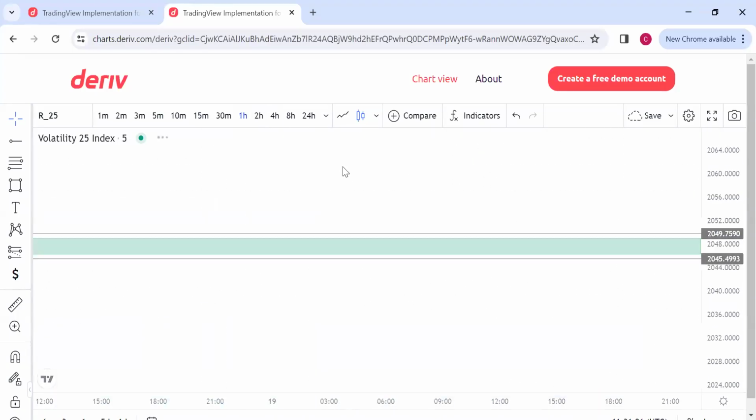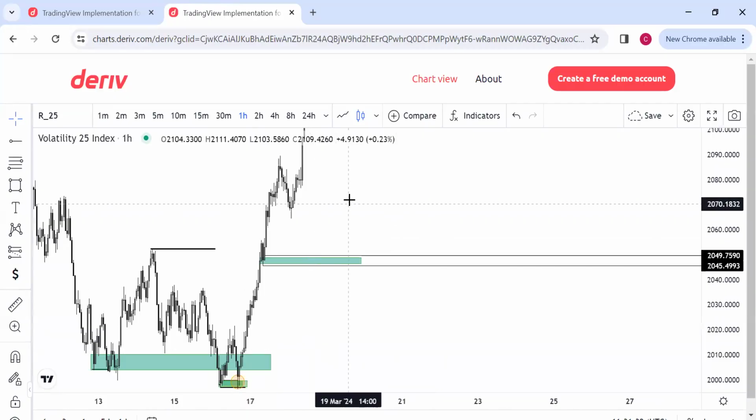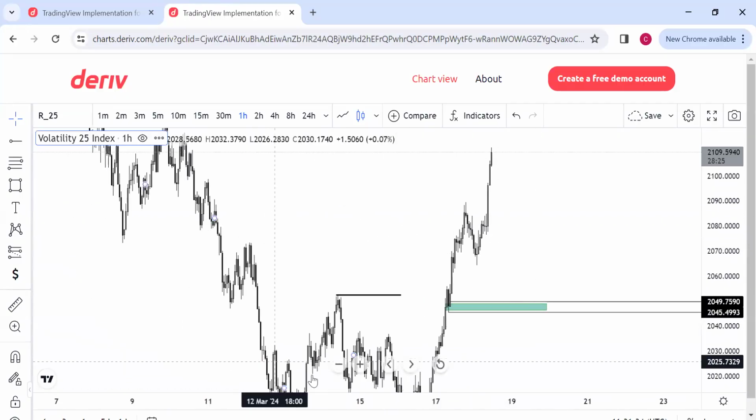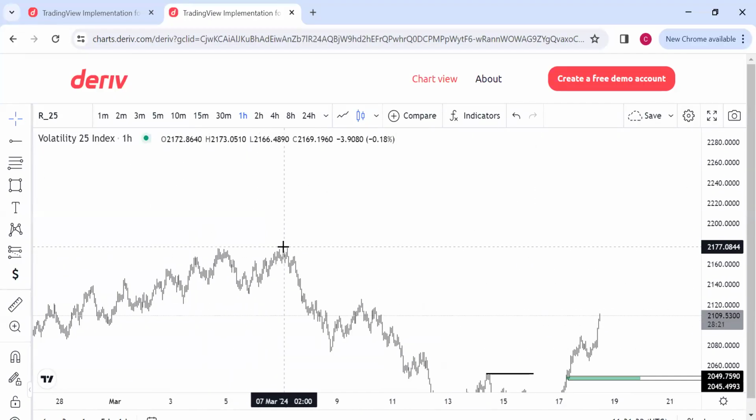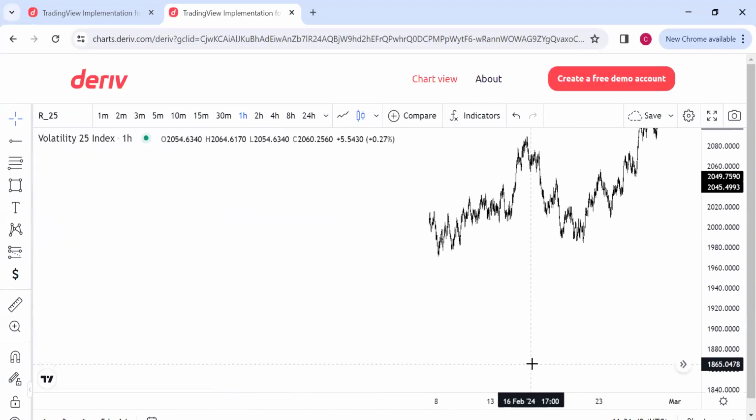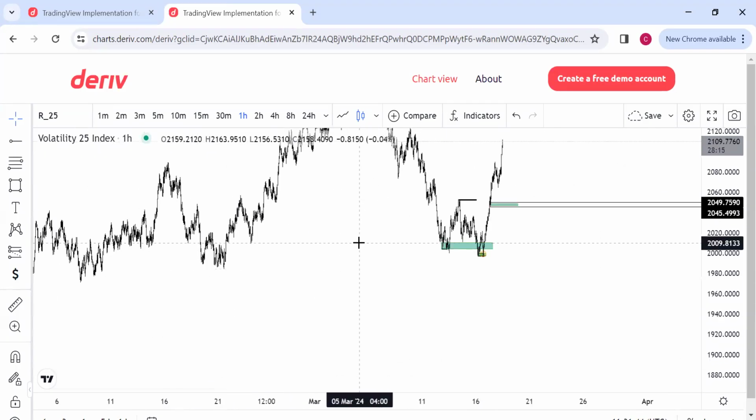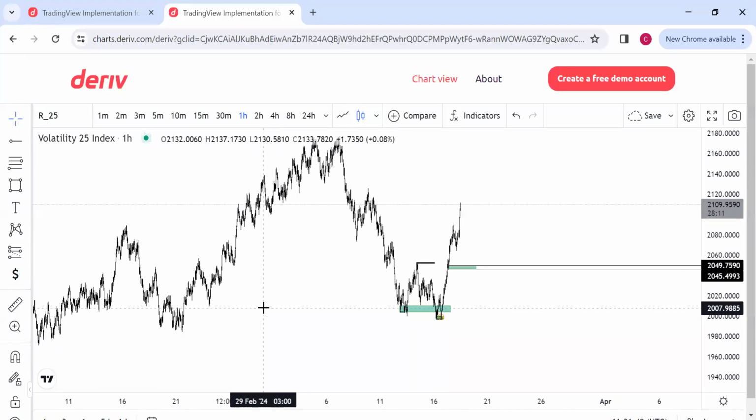I would have actually held the trade if I had taken the trade from here. If I had taken it from here, I would have held it all the way till it got to this place. Yeah, this is the TP. Although it's going to still keep buying, it's going to still keep buying. Oh my God.